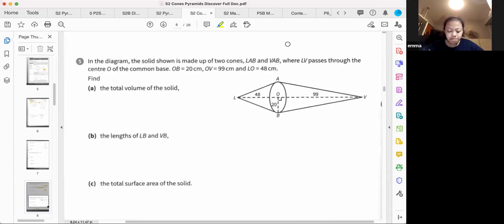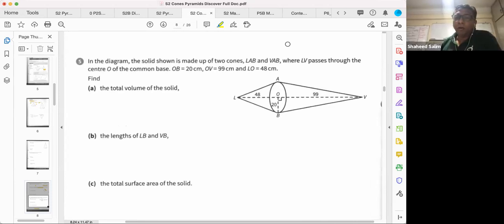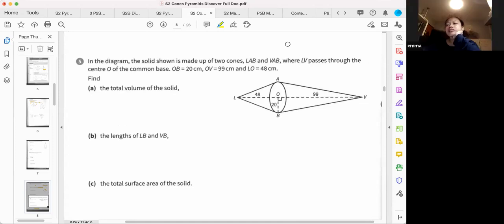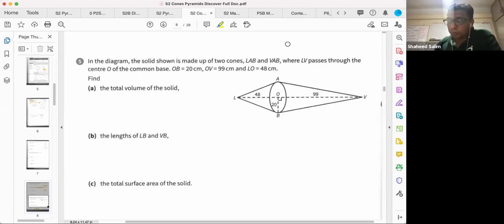All right, so we are supposed to find the volume of both solids. That means the volume of the solid, which is both cones. The radius of both cones is the same.